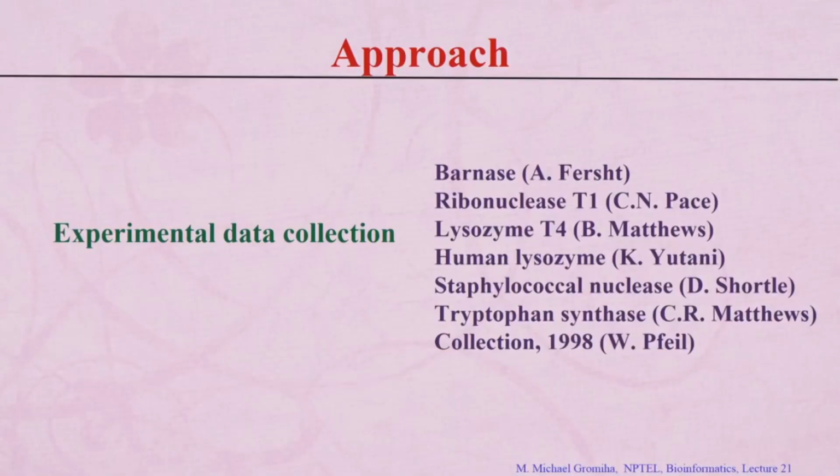Nick Pace is from the University of Texas. He is working on ribonuclease T1 and he analyzed the mutations and showed that hydrogen bonds are important factors for the stability of the particular proteins upon mutation. Then Brian Matthews carried out the investigations on T4 lysozyme at 164 residues, and he systematically mutated all the 164 residues, and then he analyzed the stability upon mutation.